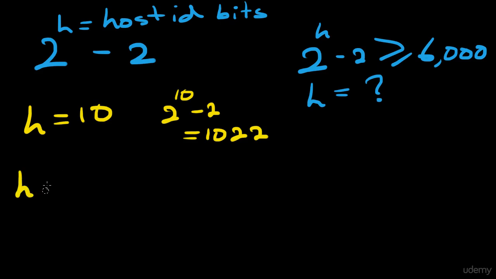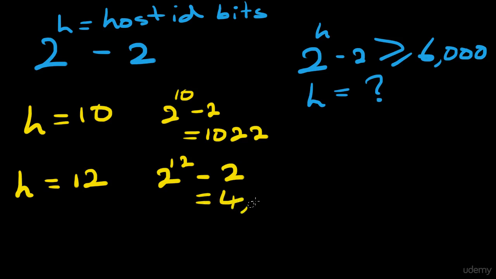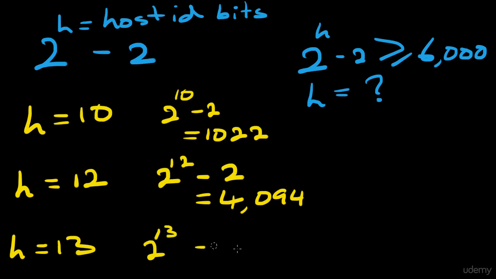So let's try those. h is 12. 2 to the 12 minus 2 is 4,094. h is 13 is 2 to the power of 13 minus 2, which is equal to 8,190. When h is 10, the number of IPs we get is 1,000. When it's 11, it's twice as many. When it's 12, it's 4,000. When it's 13, it's 8,000.